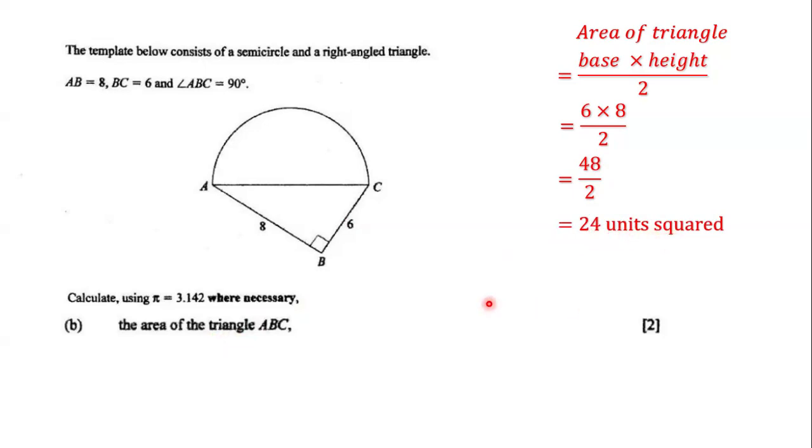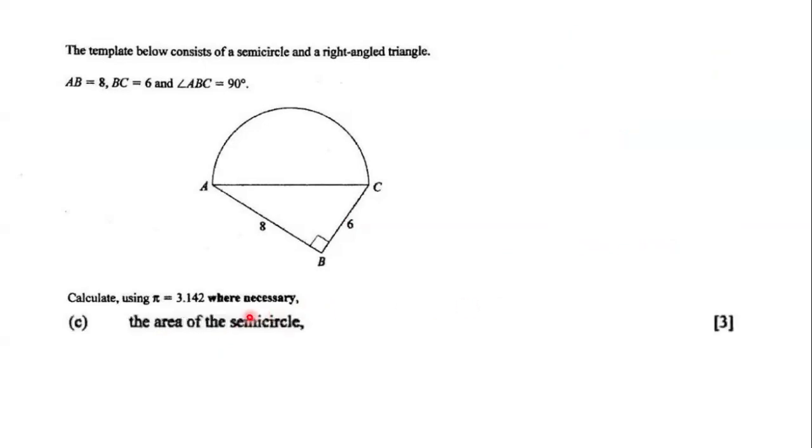Next, we have C, where we want to figure out the area of the semicircle. Now, what is the semicircle? There's the semicircle right here, and our goal is to determine this area. We have to use this formula: the area of a semicircle is the area of a circle divided by 2. So it's pi r squared divided by 2. What is pi? Pi is 3.142.